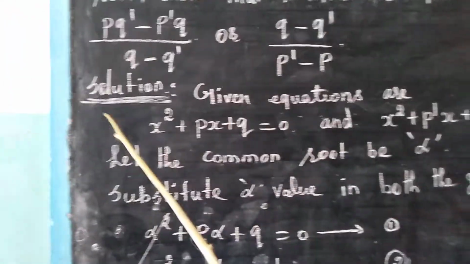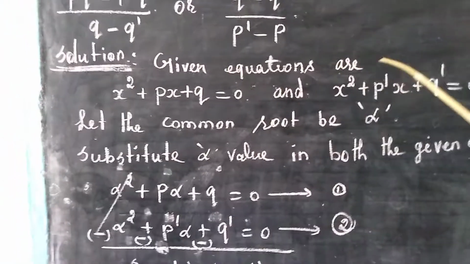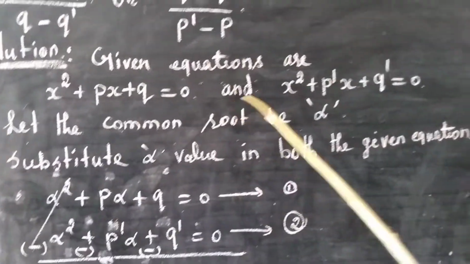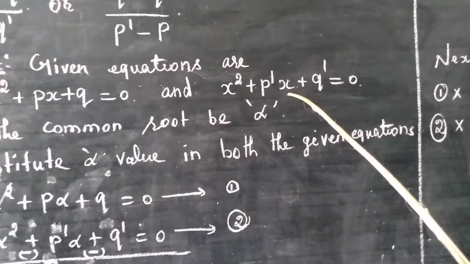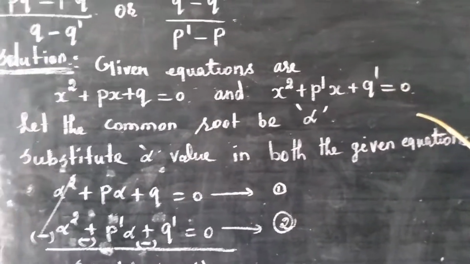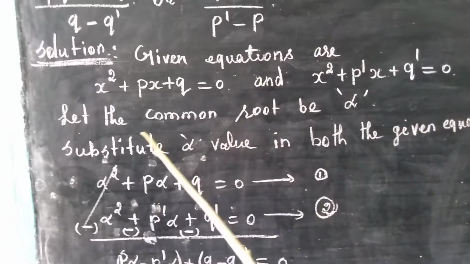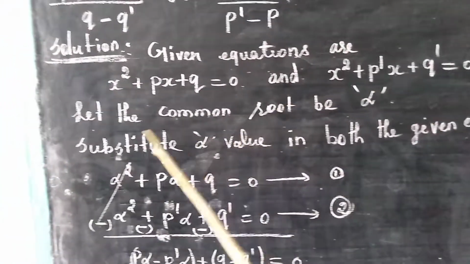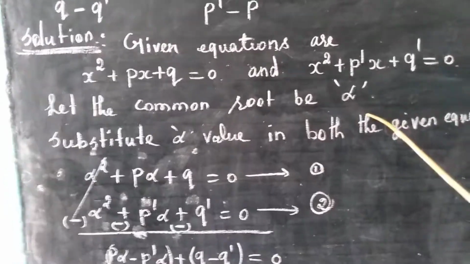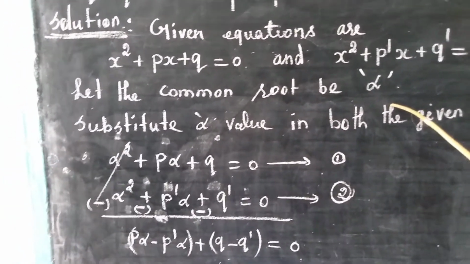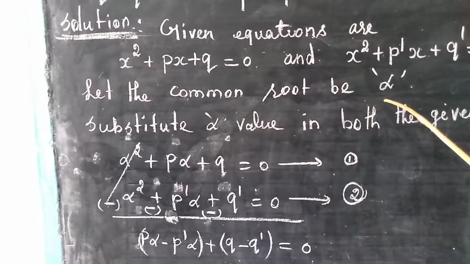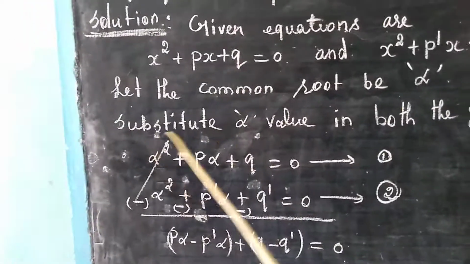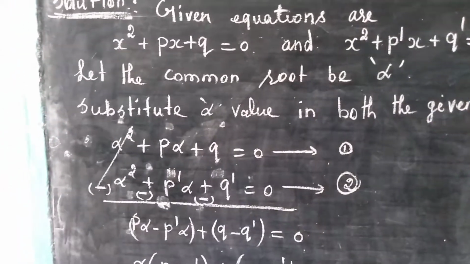Now the solution. The given equations are x² + px + q = 0 and x² + p'x + q' = 0. Now we are going to take a common root for these two equations. Let the common root be alpha. We are going to substitute this alpha in both equations in the place of x.